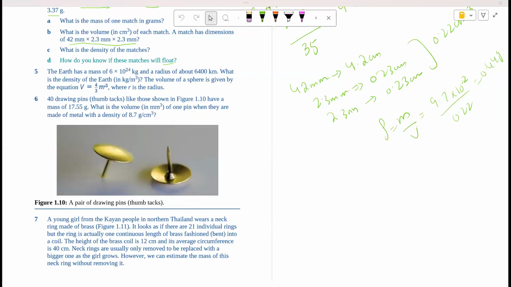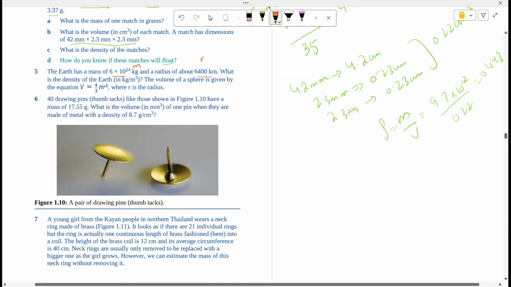Okay. Question number 5, they have given us the mass, they have given us the radius, they have given us the formula to find out the volume, and they have asked us to find the density. The formula for density is mass over volume. Mass is already in its base unit. I have to convert this into the base unit.